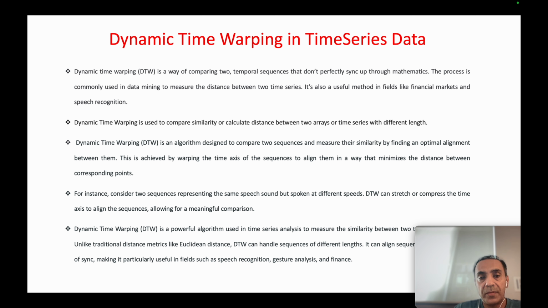So dynamic time warping is a powerful algorithm used in time series analysis to measure the similarity between two time sequences. And unlike traditional distance metrics like Euclidean distance, dynamic time warping can handle sequences of different lengths. It can align sequences that are out of sync or that have different time periods. And that's what makes it useful for comparing those sequences in fields like speech recognition, gesture analysis, and finance.